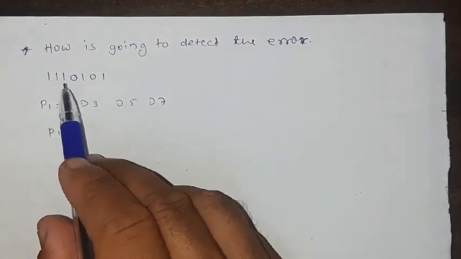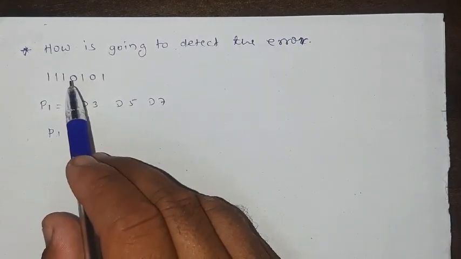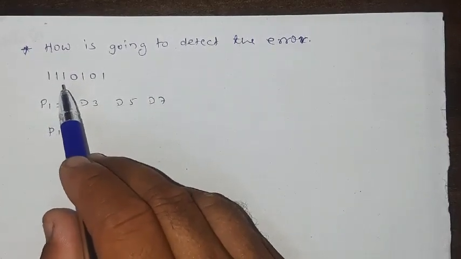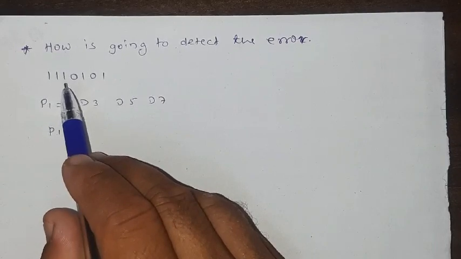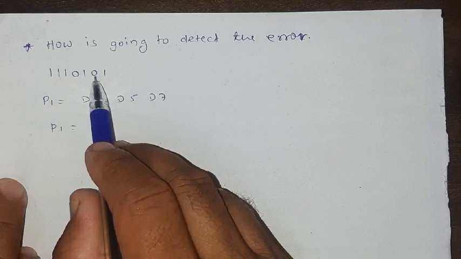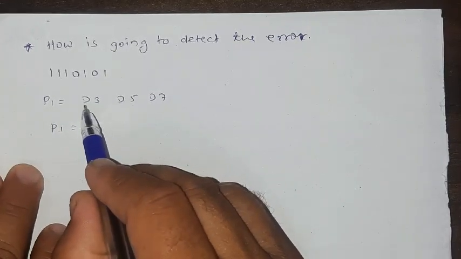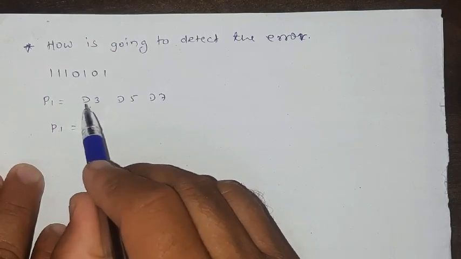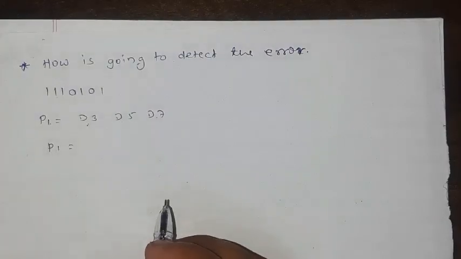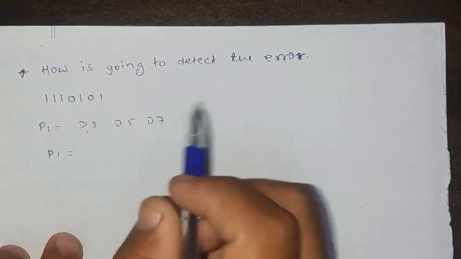Suppose our data word is 1, 0, 1, 0, 1, 0, 1. Instead of this, suppose we are getting 1, 1, 1, 0, 1, 0, 1. So how to check it? First of all, we know the associativity of P1 is D3, D5 and D7. So check the values of D3, D5 and D7.